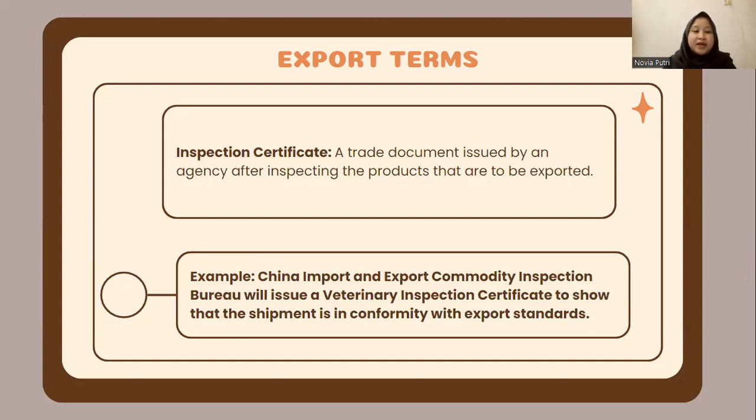And the next is inspection certificate. It is a trade document issued by an agency after inspecting the products that are to be exported. For example, the China Import and Export Commodity Inspection Bureau will issue a veterinary inspection certificate to show that the shipment is in conformity with export standards.